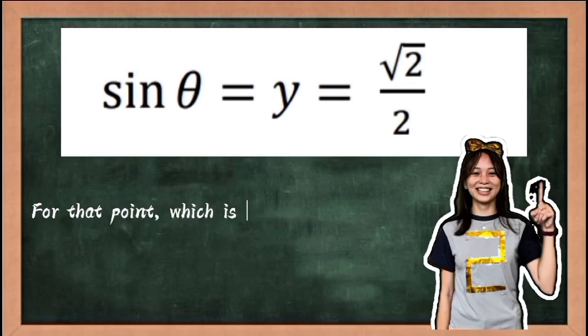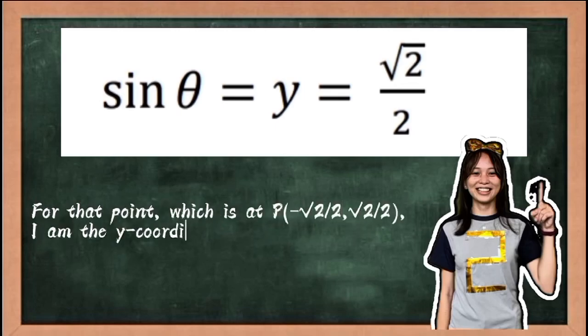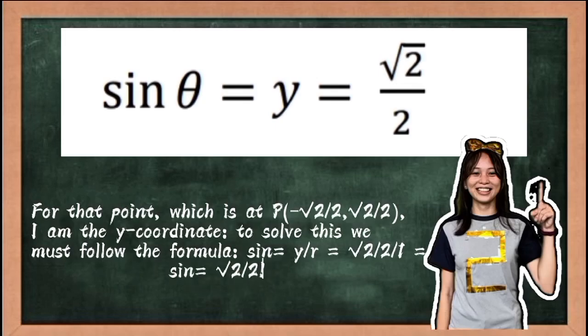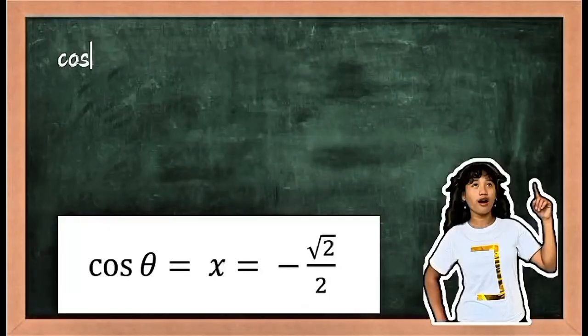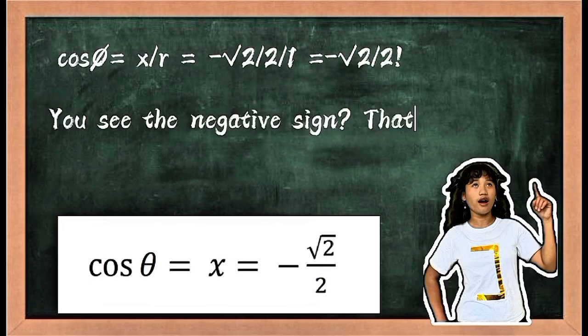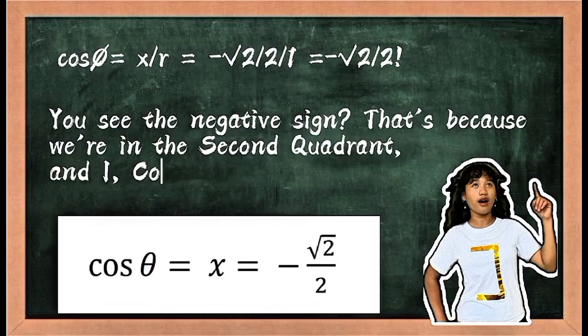Precisely. For that point, which is at P(negative square root of 2 over 2, square root of 2 over 2), I am the y coordinate. To solve this, we follow the formula: sine theta equals y divided by r equals square root of 2 over 2 divided by 1 equals square root of 2 over 2. And I'm the x-coordinate. Cosine theta equals x over r, which is negative square root of 2 over 2 divided by 1, and that equals negative square root of 2 over 2. You see the negative sign? That's because we're in the second quadrant, and I, cosine, am negative there.